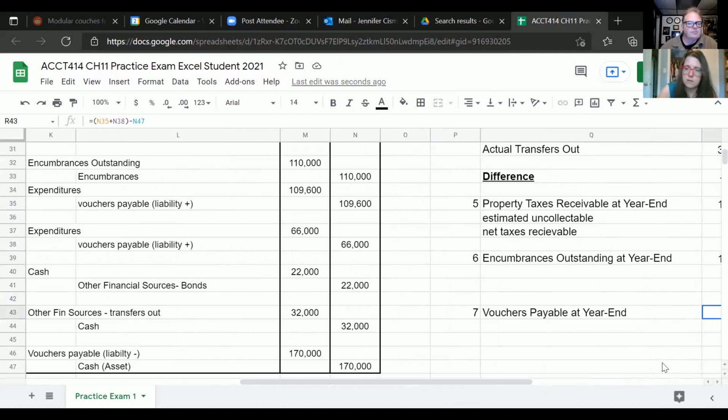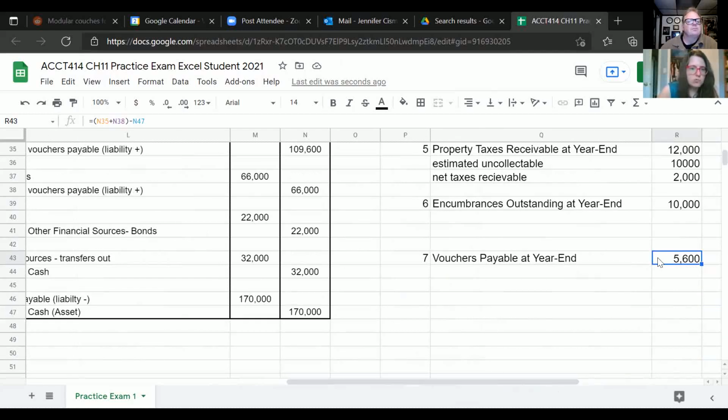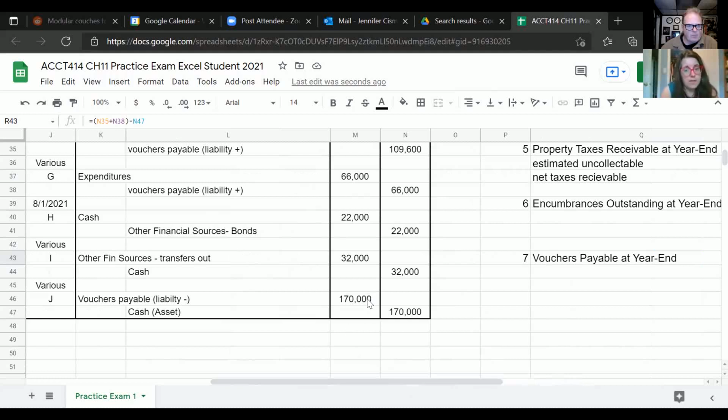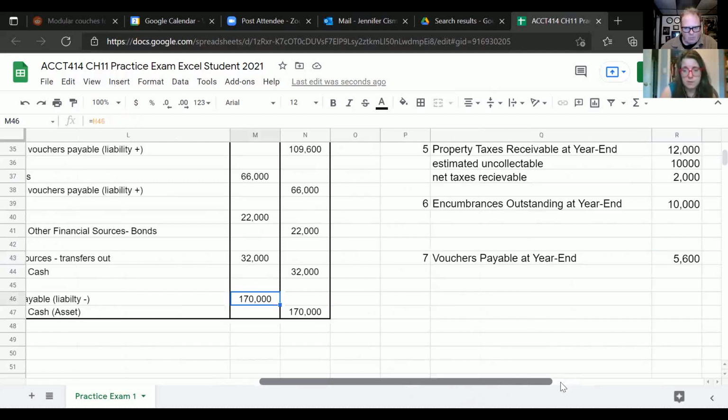5,600, because that was the vouchers payable plus the other vouchers payable, the 109,600 plus the 66,000 minus cash. What vouchers payable at the end of the year would be? Okay, so I paid 170 in vouchers payable. So the vouchers payable at the end of the year that still remain is 5,600. Yep, that's exactly right.